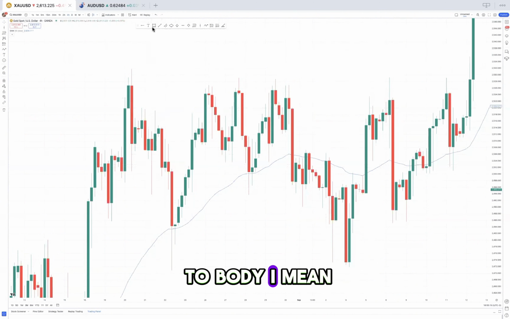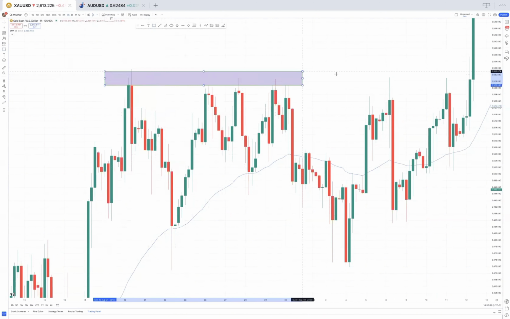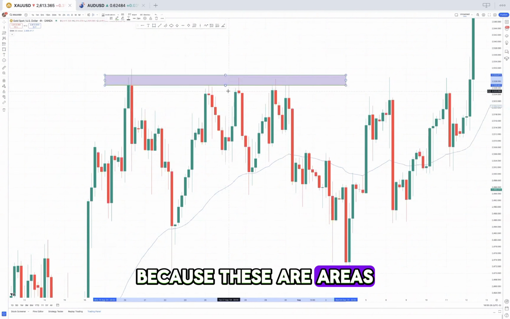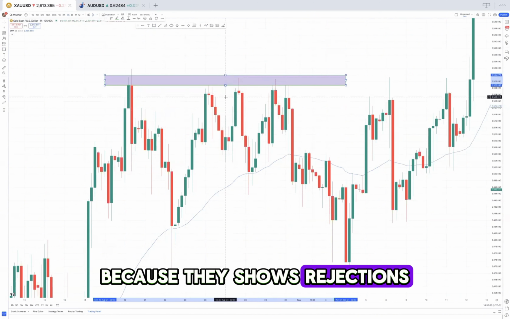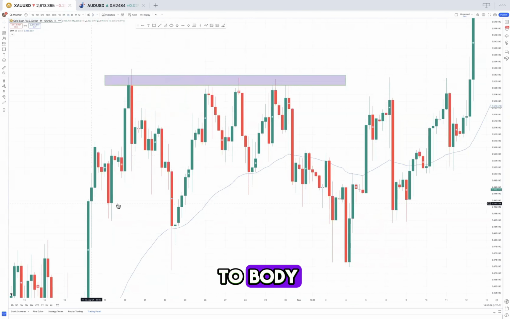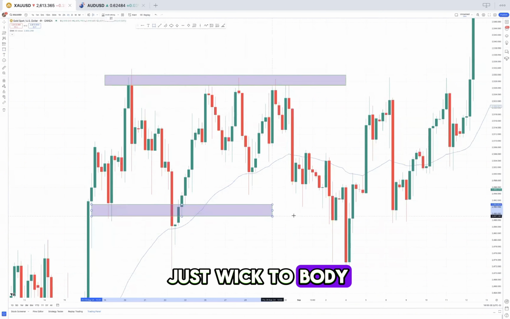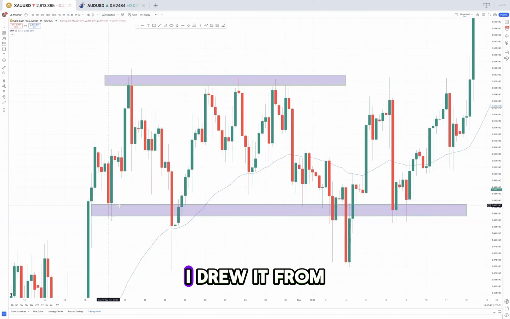When I mean wick to body, I mean something like this. Starting from the wick to the top, wick to body. It's not taking out the full body. It's just taking only the wicks, because these are areas of rejection. These are the areas you want to mark because they show rejection. That's just it. As you can see, wick to body only. You can see I drew it from the side of the wick to the body.